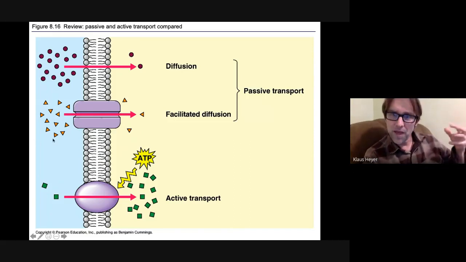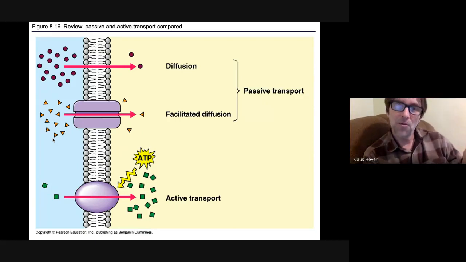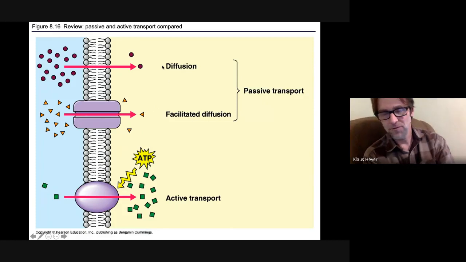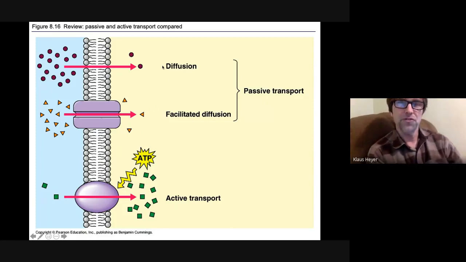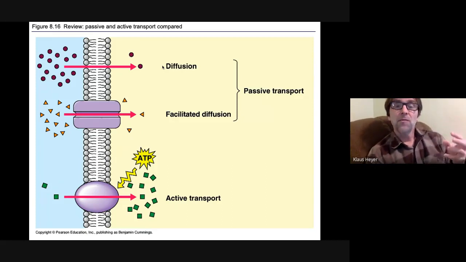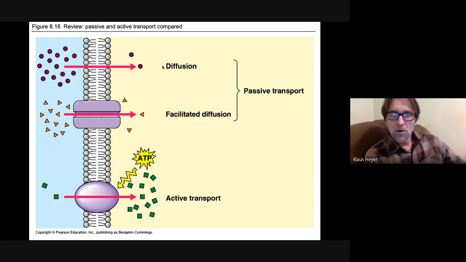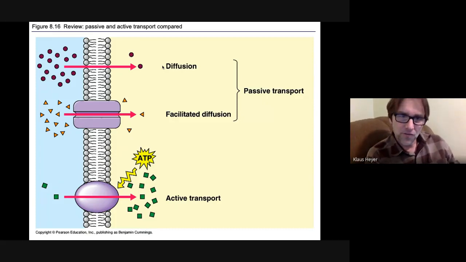So those are both examples of passive transport. The question is, do you need help with it or not? That's the difference between facilitated and regular diffusion. But it's still diffusion. Now, sometimes you want to go the opposite direction. So you want to go against the concentration gradient.